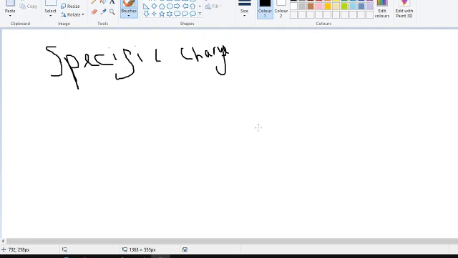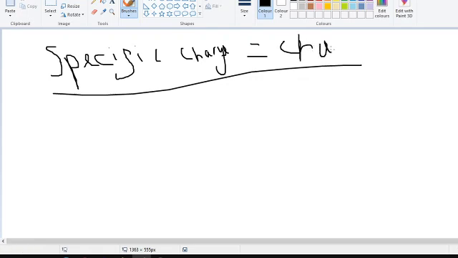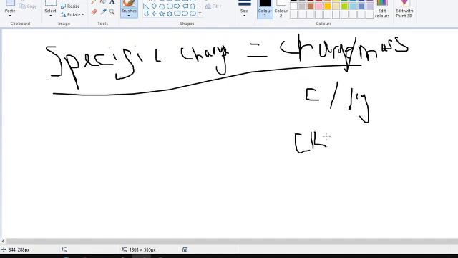A specific charge is a way of representing charged particles. Specific charge equals charge over mass, where mass is in kilograms and charge is in coulombs. That's coulombs over kilograms, or as far as A level goes, coulombs per kilogram, C kg^-1, where -1 is the same as the reciprocal.